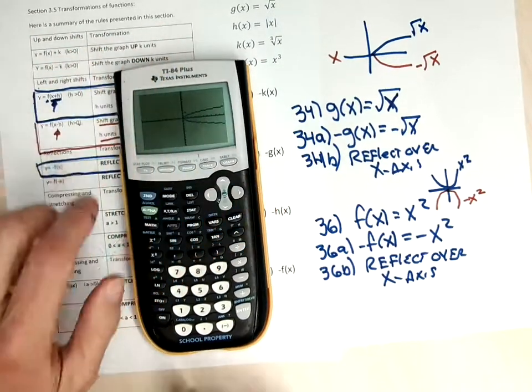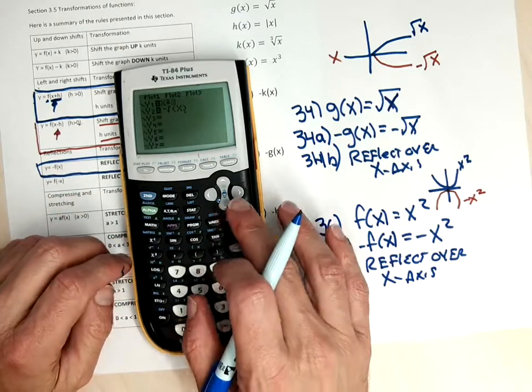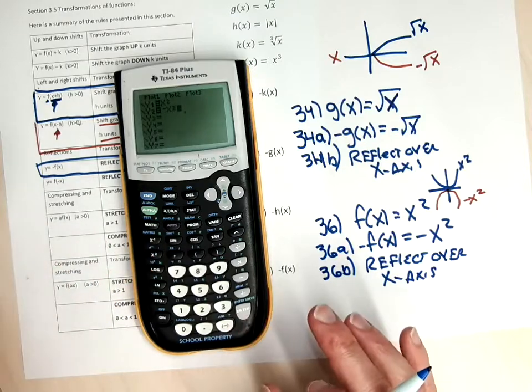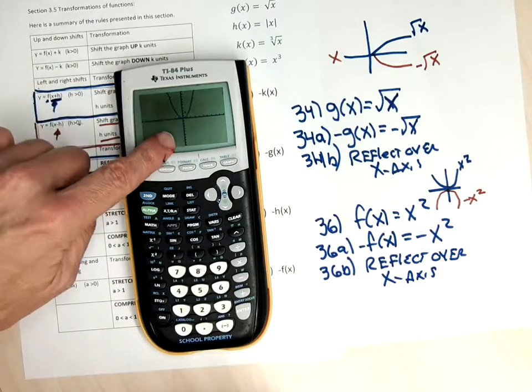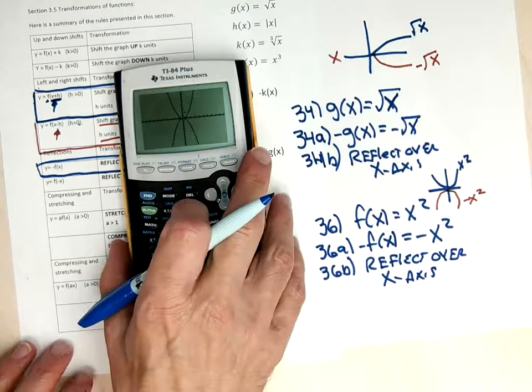So let me show you real quickly. If in my y1 I put x squared, and in my y2 I put negative x squared, you don't have to graph any of these, but you can just to verify yourself. There's the x squared, here's the negative x squared flipped over the x-axis. Exactly the same width of the parabola, it just flipped over.